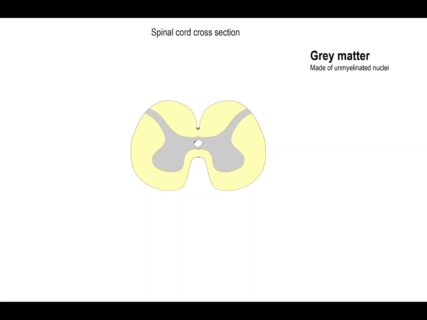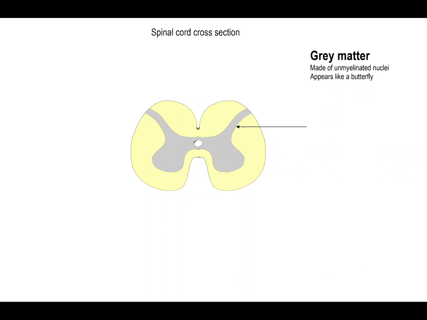If you look at a neuron, I'm sure all of you know the anatomy of the neuron. A neuron has a cell body, an axon, dendrites, and axon terminals. So the cell body is what makes up all the gray matter of the spinal cord. And usually it's unmyelinated. That's why it appears gray. The gray area looks like a butterfly, so let's look at different parts of the butterfly.